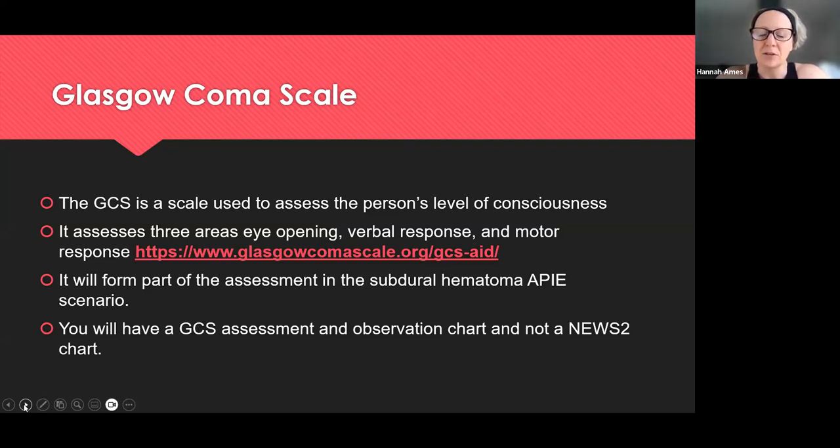In your child OSCE, it is part of the PEWS early warning score as well. So you'll see that on the PEWS chart. Just be familiar with that and your child technique for GCS.